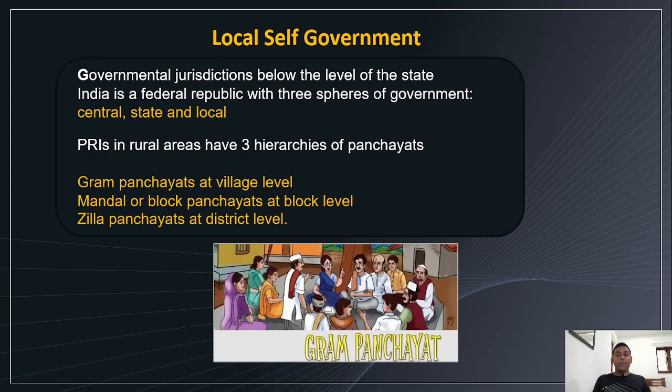Then local self-government, like panchayat, municipal corporations. Governmental jurisdictions below the level of the state. India is a federal republic with three spheres of government: central, state, and local. And PRI, Panchayat Raj institutions in rural areas have three hierarchies of Panchayat: Gram Panchayat at village level, Mandal or Block Panchayat at block level, Zilla Parishad at the district level, or Zilla Panchayat.